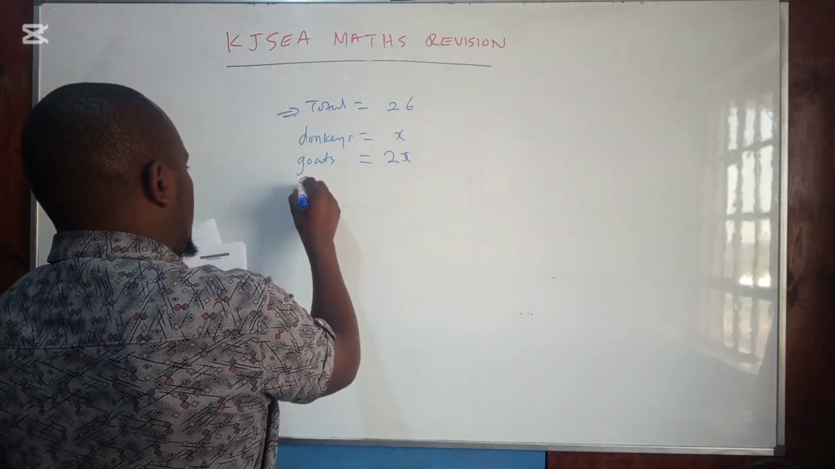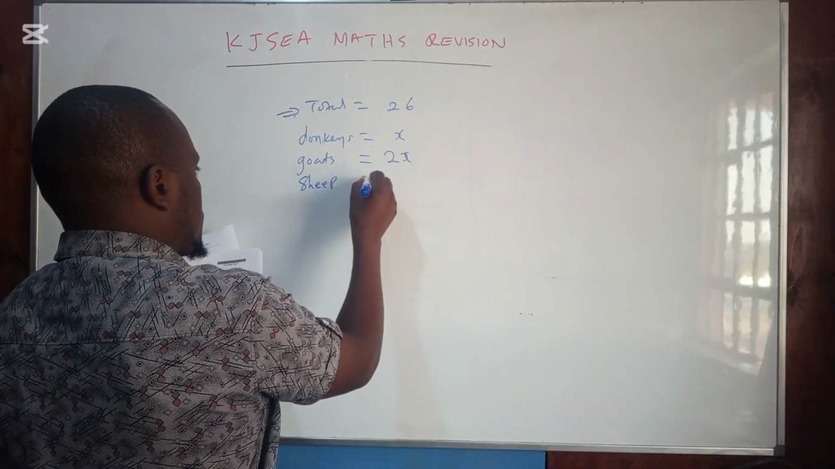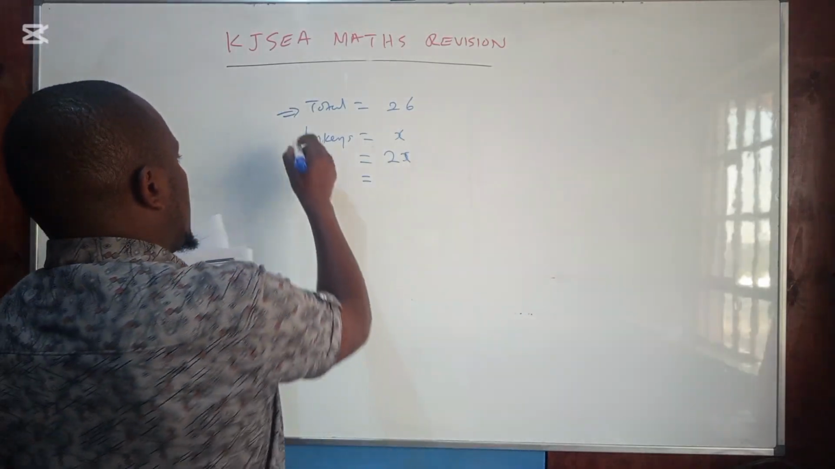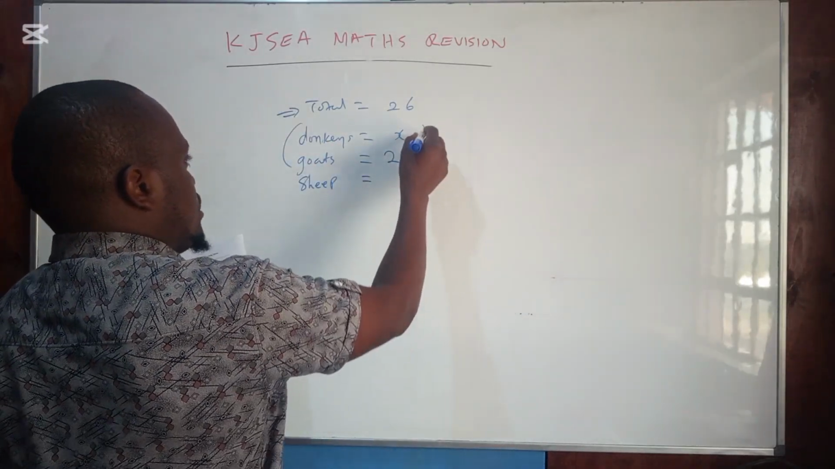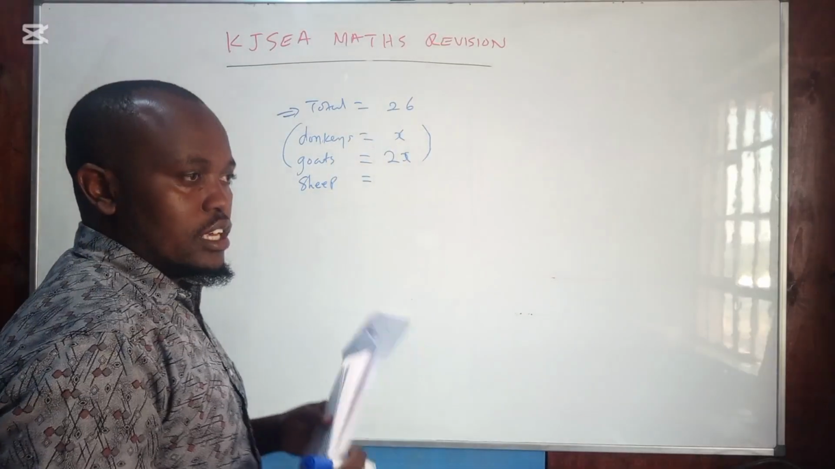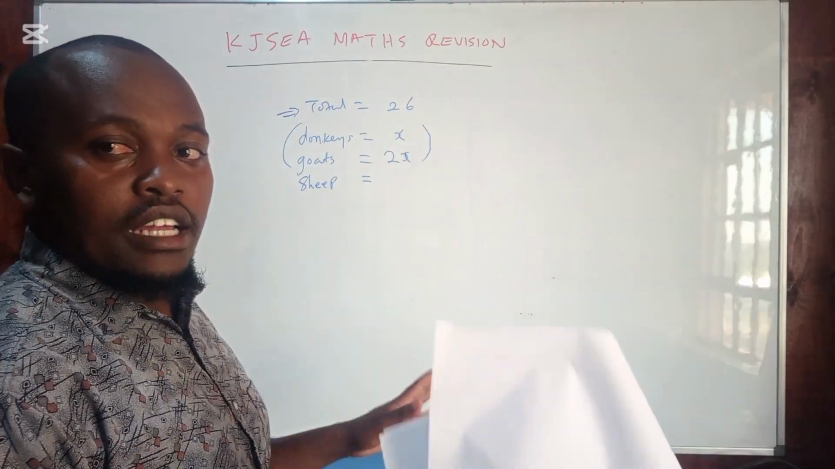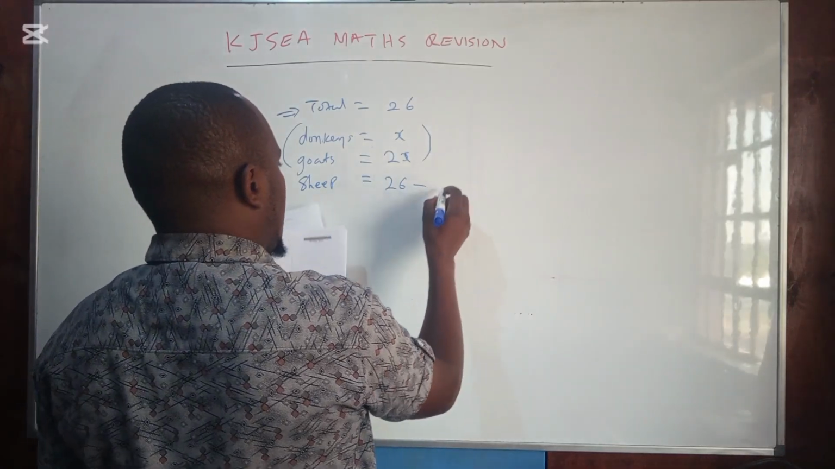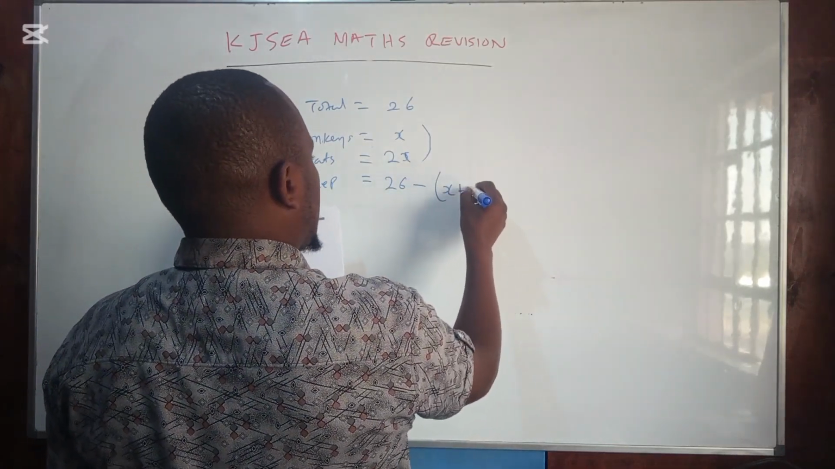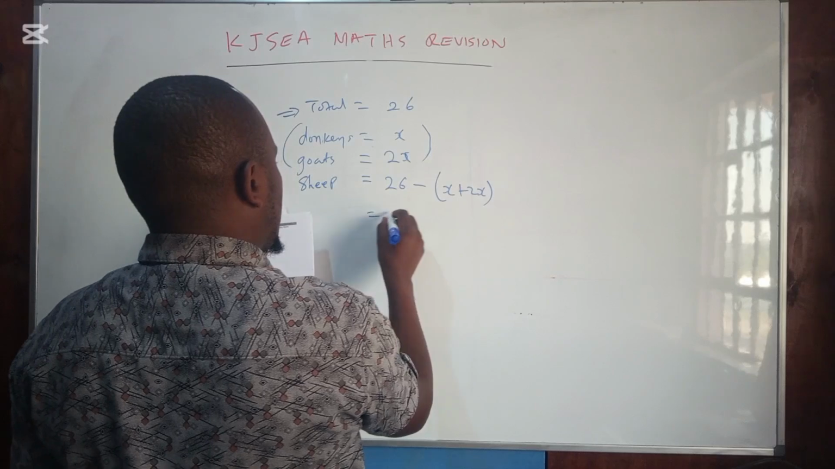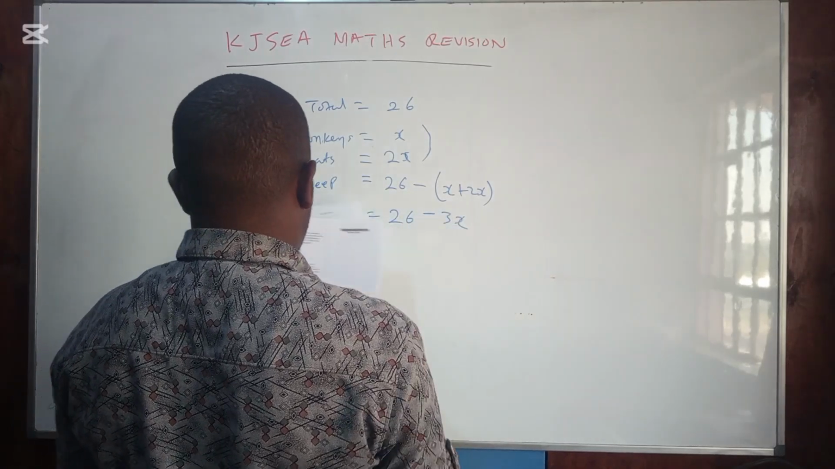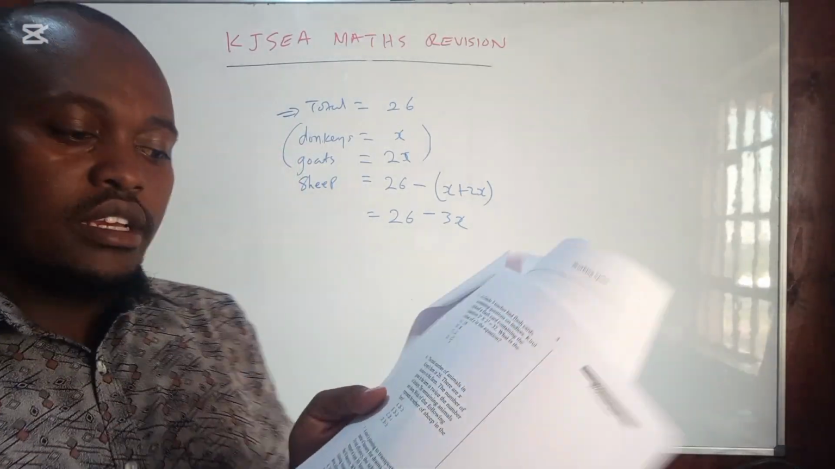Then sheep. Sheep should be, you add this, you subtract from 26, because 26 was the total number of animals in that farm. So it should be 26 minus (x plus 2x). This is 26 minus 3x. And that is your answer.